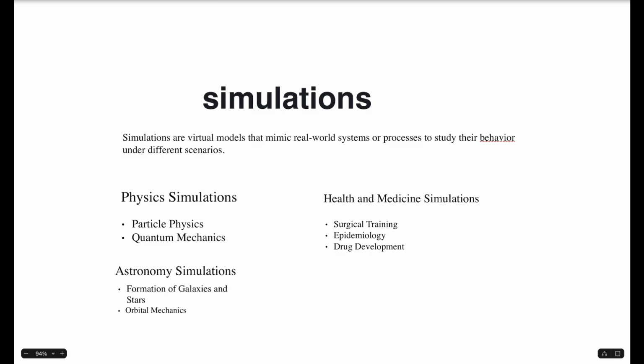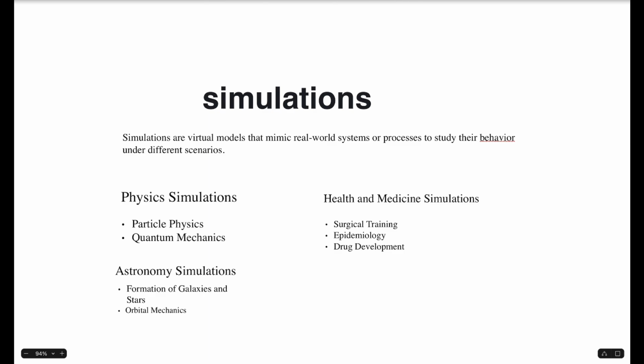For astronomy simulations, you model celestial phenomena and cosmic systems, which aids in researching and educating about the universe. For example, the formation of galaxies and stars. They can use simulations to see how galaxies, stars, and planets work over millions or billions of years, and how they change over time.